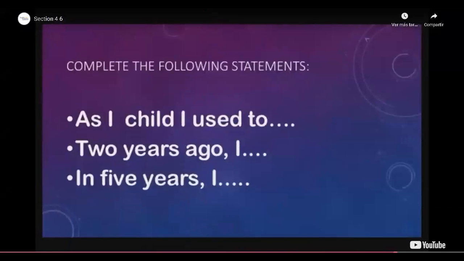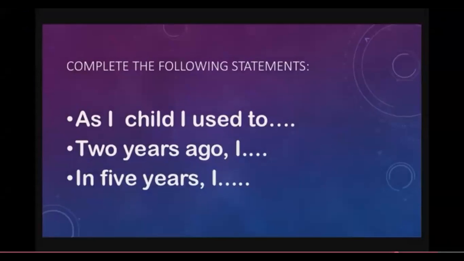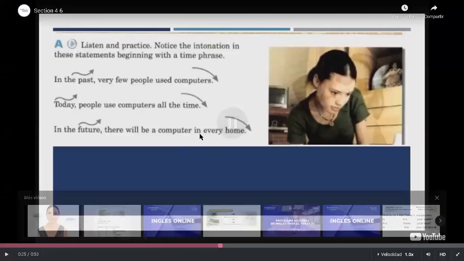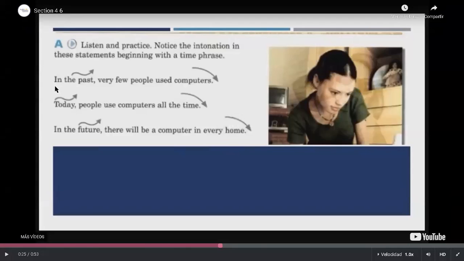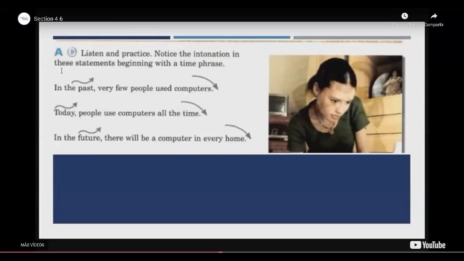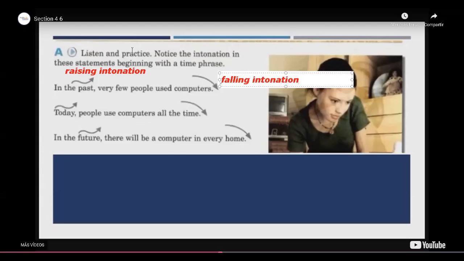As a child, I used to. Two years ago, I. In five years, I. People used computers. Okay, so before doing that exercise, we're going to be checking the pronunciation. And remember, in here, you have a raising intonation at the beginning of your time expression. And at the end, you have a falling intonation when you finish your sentence. Okay. Let's read that together.